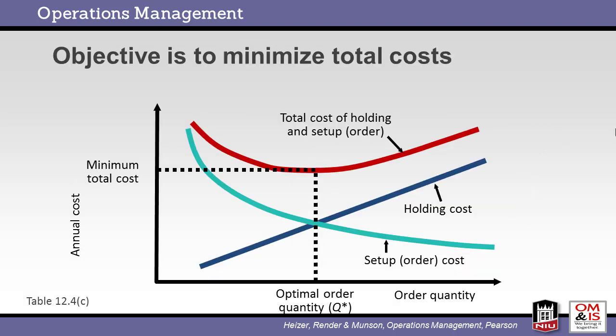Recalling our earlier discussion on costs, we see that setup order cost per unit drops as the quantity increases. At the same time, the holding cost goes up as the inventory held goes up. Combining the holding cost and setup cost, we get a total cost curve that dips in the middle. The lowest point represents the optimal order quantity and the minimum total cost. To minimize our costs, we order the quantity Q star each time an order is placed.